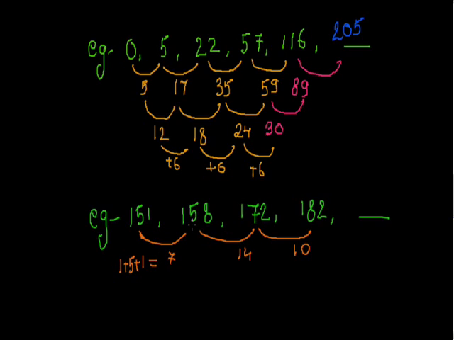Now add 1, 5 and 8 of 158, that is 1 plus 5 plus 8. We will get 14. Next, when we add 1 plus 7 and 2, we will get 10. So our next number should be 1 plus 8 plus 2, that is 11. 11 added to 182. Our answer is 193.